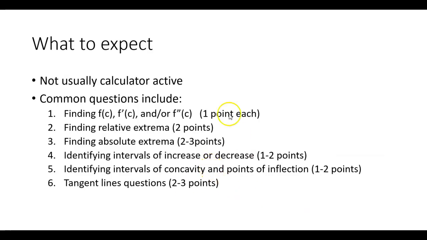So what to expect? These are not usually calculator active questions. They're usually things that you have to do without a calculator. So while you guys are practicing all these in your book, I would encourage you to try to do them without the calculator, because that's what they typically are. In case you don't know, in the FRQ book, how can you tell if it's calculator active or not? Questions 1 and 2 are always calculator active. Questions 4 through 6 are always going to be non-calculator. Question 3 is usually going to be calculator active, but it could switch. So usually the first 3 questions are calculator active, and the last 3 are not.